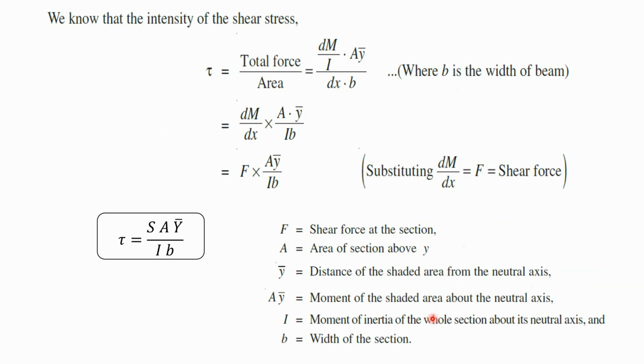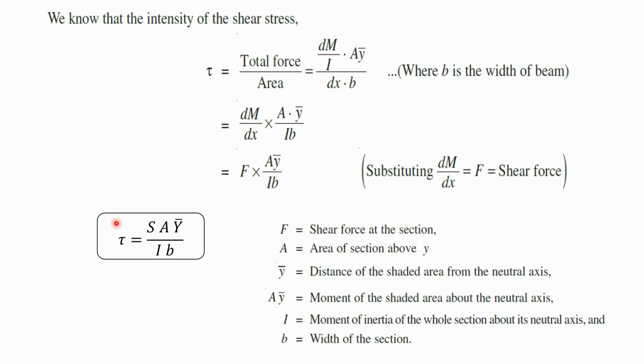So we know that the intensity of shear stress, if you want to find out, will be equal to tau is equal to total shear force divided by the respective area. So the total unbalanced shear force is this much, that is dM upon I into A Y bar, divided by the respective area. So the elemental strip area is the width of the strip, dx, times b, where b is the width of the beam section. Okay, so dM upon dx we will take outside, then A Y bar divided by I b. As we know, substituting dM upon dx, that is the derivative of the bending moment equation with respect to x, will give you shear force. So it will be shear force into A Y bar divided by I b.